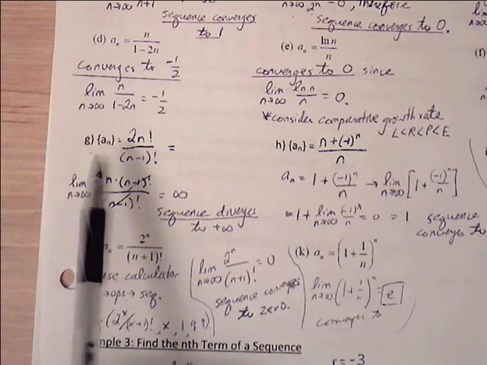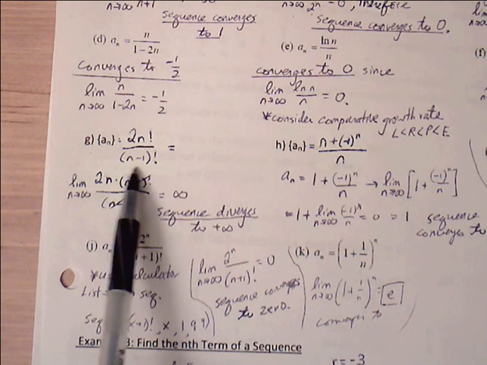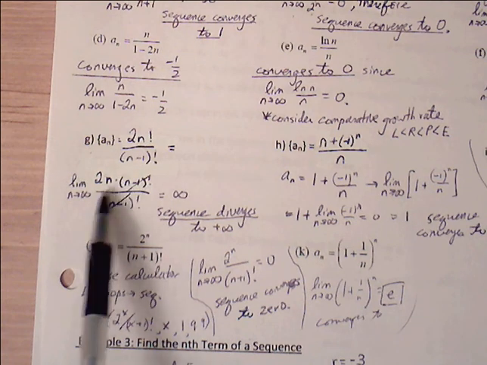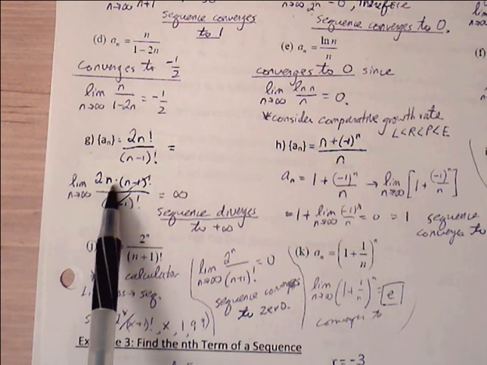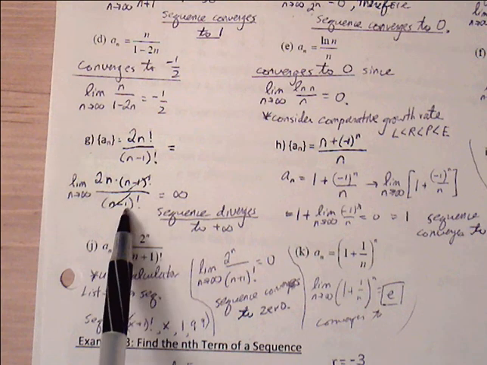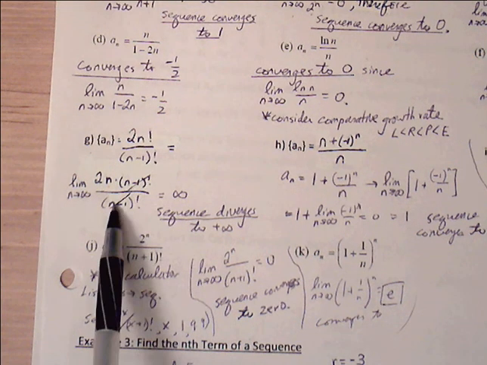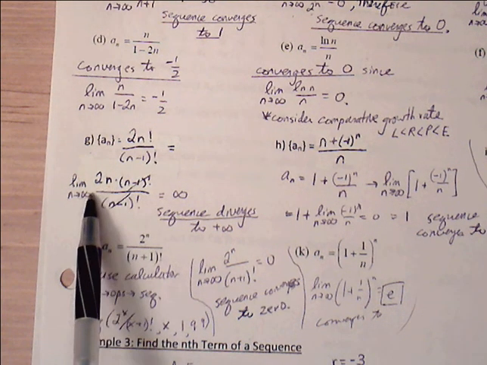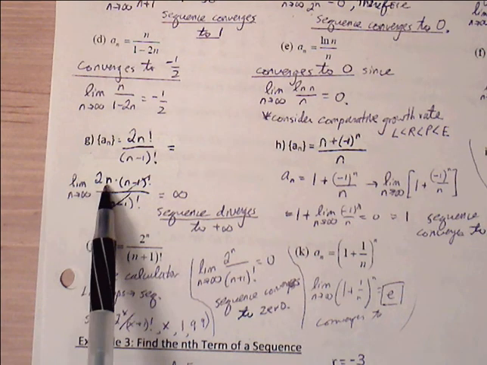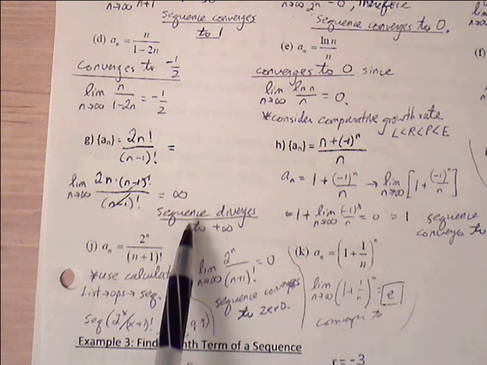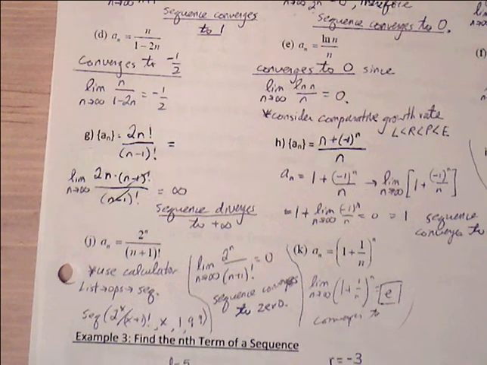Next one here, we have 2n factorial over n minus 1 factorial. We can think of this as 2n times n minus 1 factorial, and then this denominator, n minus 1 factorial, will cancel out, leaving us with just 2n. So the limit as n approaches infinity for 2n is simply infinity. Our sequence will diverge to positive infinity.